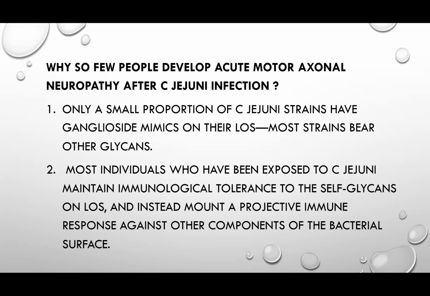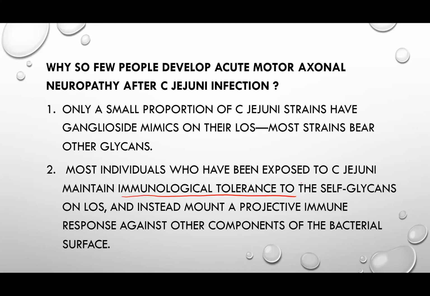Luckily, the majority of the LOS glycans which are mimicking the ganglioside glycans are absent in the C. jejuni. Only few infections have that. Otherwise, everybody who has a C. jejuni would have had a Guillain-Barre. That is one good thing. The second thing is there is what is called this molecular mimicry. Though it is there, the body develops a tolerance. The glycans of the neurons, the axolemma and the myelin sheath, they develop a tolerance to the antibody. And though there is a chance for autoimmunity, this immunological tolerance prevents the nerve injury.